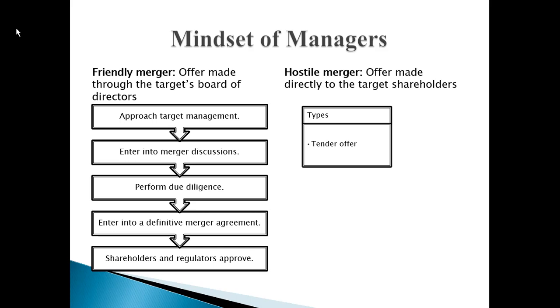So we're going to talk about the mindset of managers. Under a friendly merger, an offer is made through the target's board of directors. The firm which seeks to acquire another firm approaches the target management, and then they enter into discussions, they perform their due diligence, they enter into a merger agreement, and then shareholders and regulators approve.